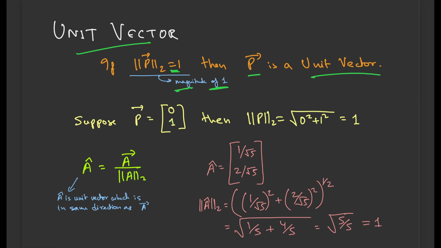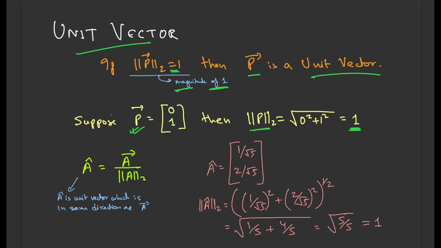Suppose the vector P is (0, 1). So x component is 0 and the y component is 1. So this is our vector P. And if you calculate the L2 norm, it will be square root of 0 square plus 1 square, which is going to be equal to 1, right? So the L2 norm is equal to 1. That means the vector P is a unit vector. So the unit vector is a vector whose magnitude or length is 1.